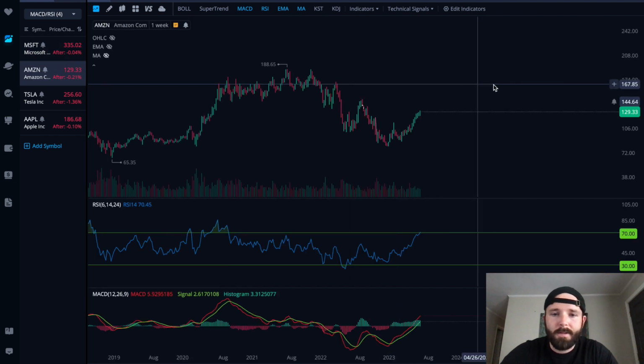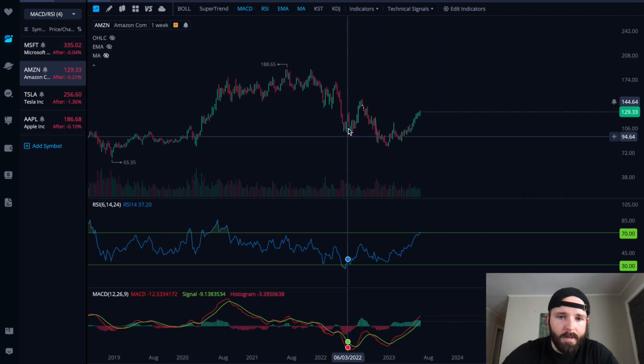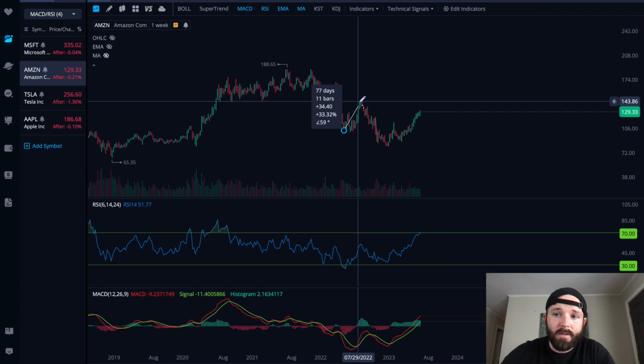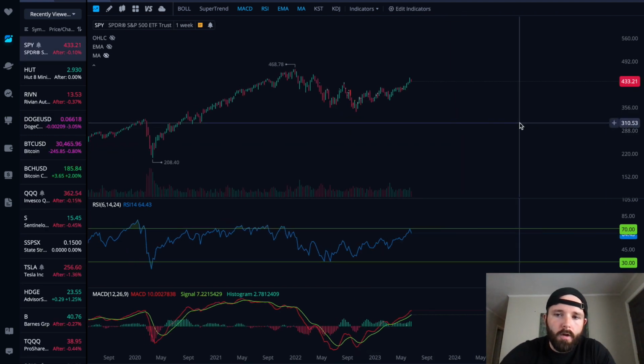Let's look at Amazon right quick. Amazon, right here is the 30. If you bought at the 30 RSI, you would have made 33% on Amazon. All you have to do is just read the charts. So let's check in on the overall market.